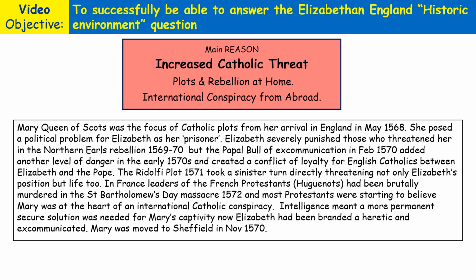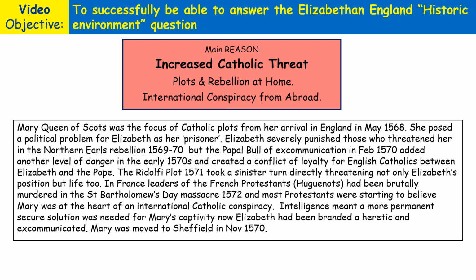Mary Queen of Scots was the focus of Catholic plots from her arrival in England in May 1568. She posed a political problem for Elizabeth as her prisoner. Elizabeth severely punished those who threatened her in the Northern Earls Rebellion of 1569, but the papal bull of excommunication in February 1570 added another level of danger in the early 1570s. So here we're using really good specific contextual knowledge in our answer.